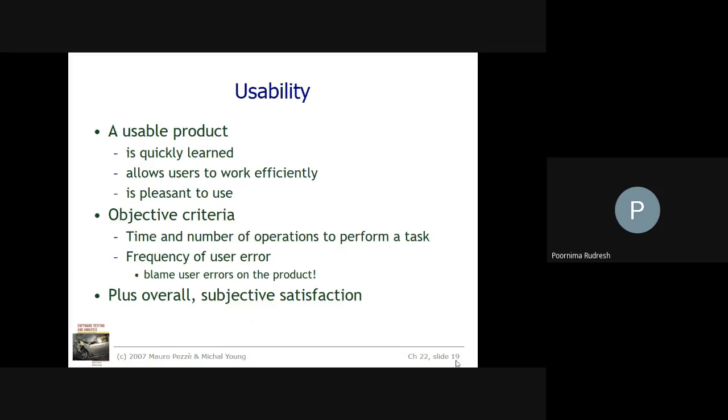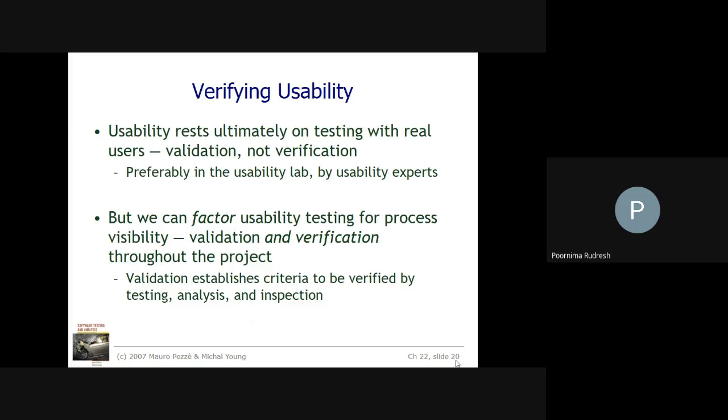So usability mainly relates to the overall and subjective satisfaction. Okay, overall user satisfaction or the subjective satisfaction. Then how can we verify the usability? Usability rests ultimately on testing with the real users. Means we are validating the product and we are not performing the verification there.